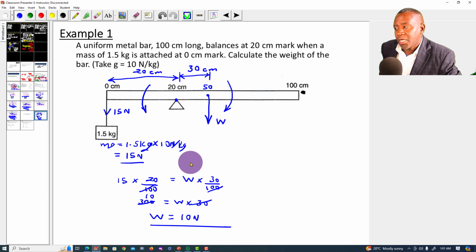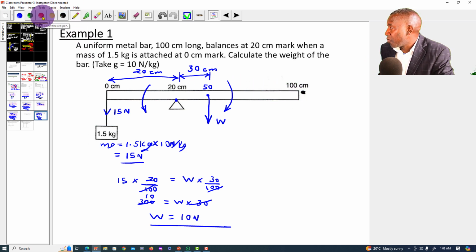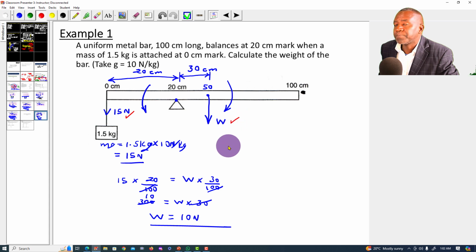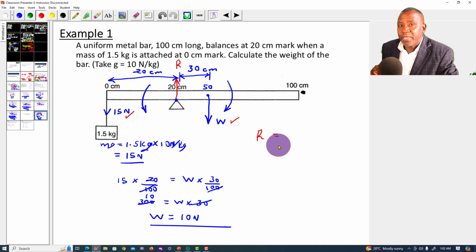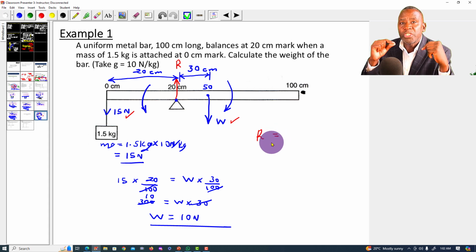Let me just point out that if you are to look at the forces which are acting on this bar, if somebody asked you about that, you'll be able to see that one of the forces acting on the bar is the 15 Newton. The other one is this one here, 10 newtons. How about the pivot? Do you know that the pivot exerts a force on this bar vertically upwards? We call it the reaction. Supposing somebody were to ask you to calculate the reaction, how much will it be? Here you use the second condition for equilibrium.